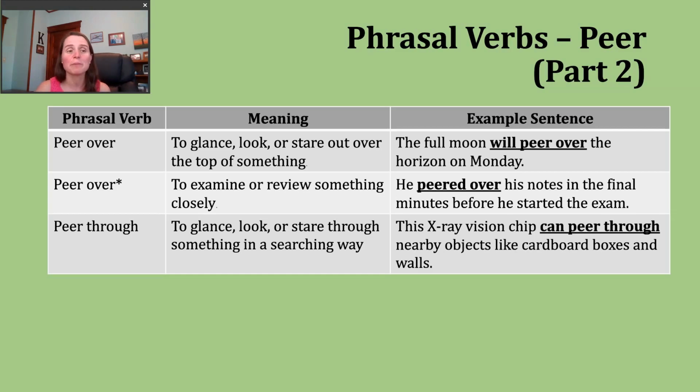Final phrasal verb you might encounter is to peer through. This can mean to glance, look, or stare through something, and usually this is done in a rather searching way. An example of this: this X-ray vision chip can peer through nearby objects like cardboard boxes and walls.